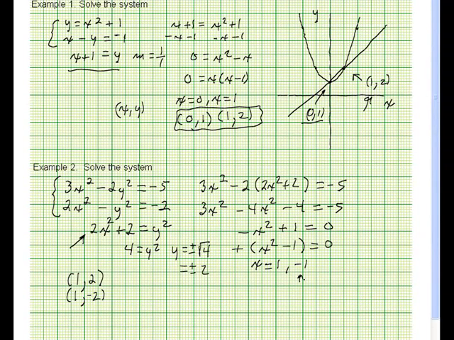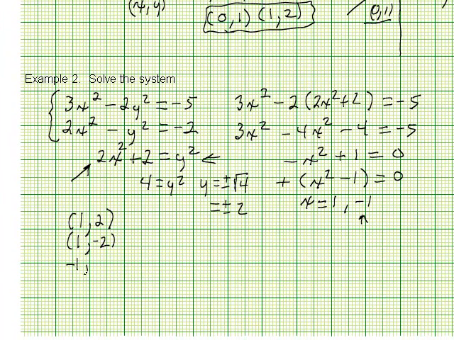Now I want to see if any solutions correspond to negative 1. I go right back to my solution for y squared, and I plug negative 1 in. But if I square negative 1, I still get 1. So 2 times 1 is 2 plus 2 is 4. I still have y squared equals 4. So y is still positive or negative 2. So corresponding to negative 1, I get the two solutions negative 1, 2, and negative 1, negative 2.